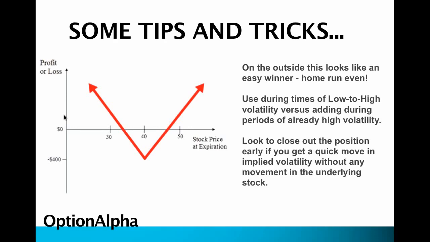So like I said before, these are double the timetable, meaning they have to make money twice as fast as a regular option because you're long 2 options. So you've got twice as much time decay factored in. So if you see a quick move early, don't expect to hold this all the way till expiration. Take the money off the table, take the profit, and live to fight another day.